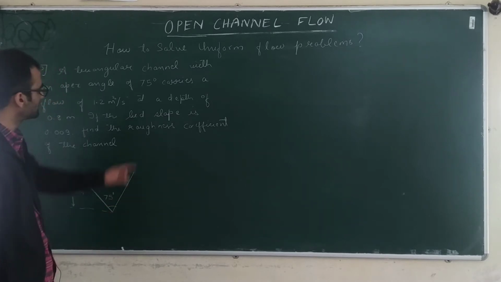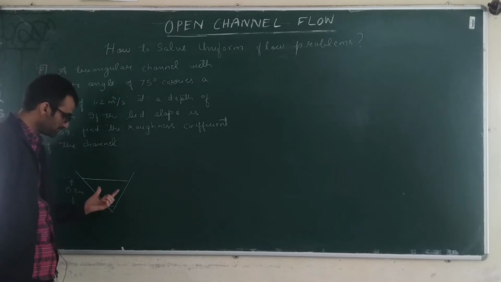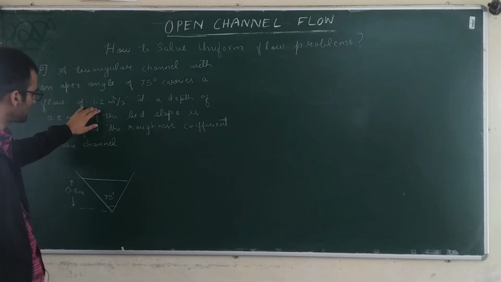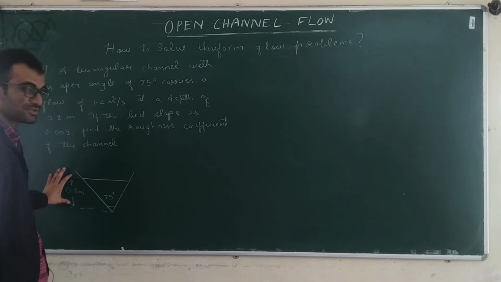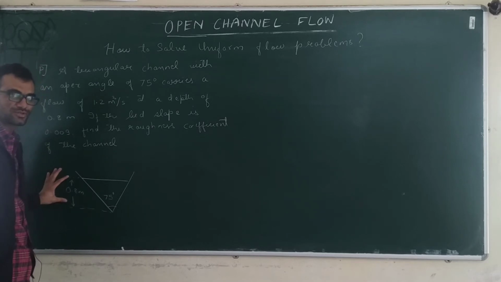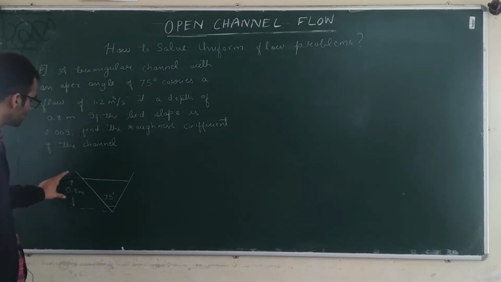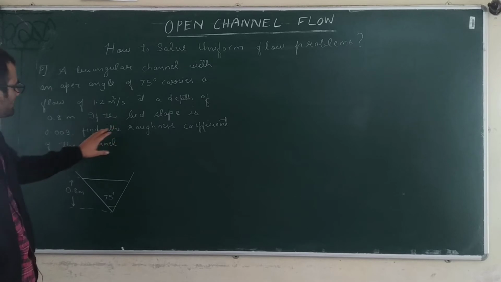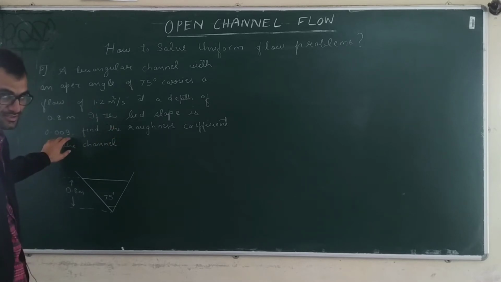Okay, and what are the details given? The apex angle is given as 75 degrees, and the flow in this channel is 1.2 meter cube per second, and flow depth is also given. So this is our uniform flow depth, our normal depth, yn. So we know the uniform flow depth, we know the discharge of the channel, we also know at what bed slope the flow is taking place.